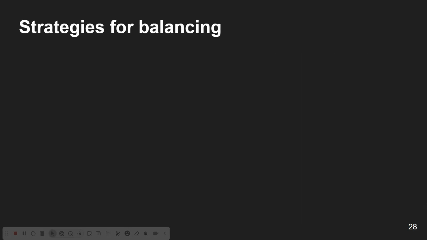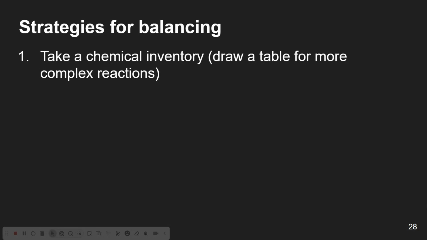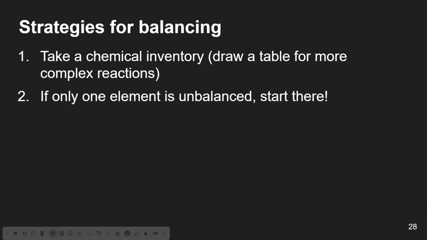Here are some simple strategies that you might want to jot down for balancing. 1, take a chemical inventory. Draw a table like you saw in the previous slide, especially for more complex reactions. Some are pretty straightforward and you don't really require much in the way of inventory, but some do get a little bit more complicated. 2nd, if only one element is unbalanced, start with that one.